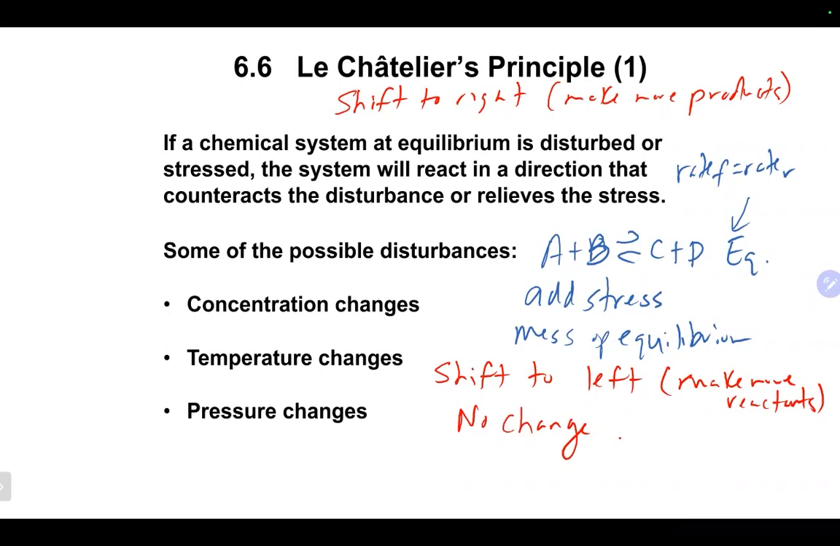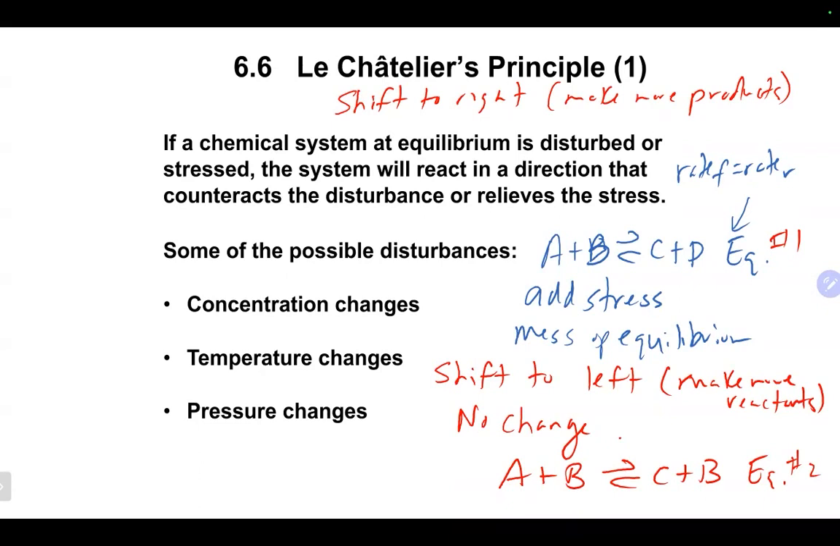But whatever it does, whether it goes to the right or to the left, after you added the stress, that reaction will once again find itself back at equilibrium. So like number 1 and number 2, we have a nice equilibrium reaction. You mess it up, it fixes itself by making more reactants or products, and it returns itself to equilibrium.